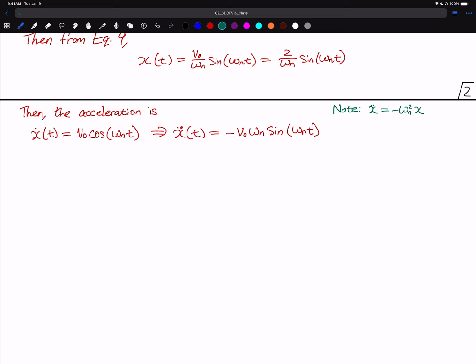For these problems, for undamped, unforced single degree of freedom problems, this will be true. There may be other cases where it's true, but we don't want to generalize. All right, so we now know our acceleration. We still need to find the natural frequency. So let's do that.